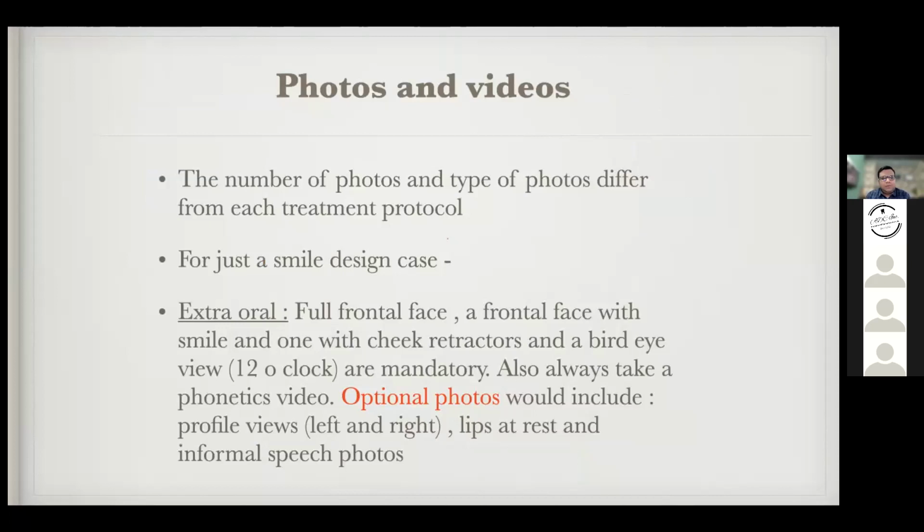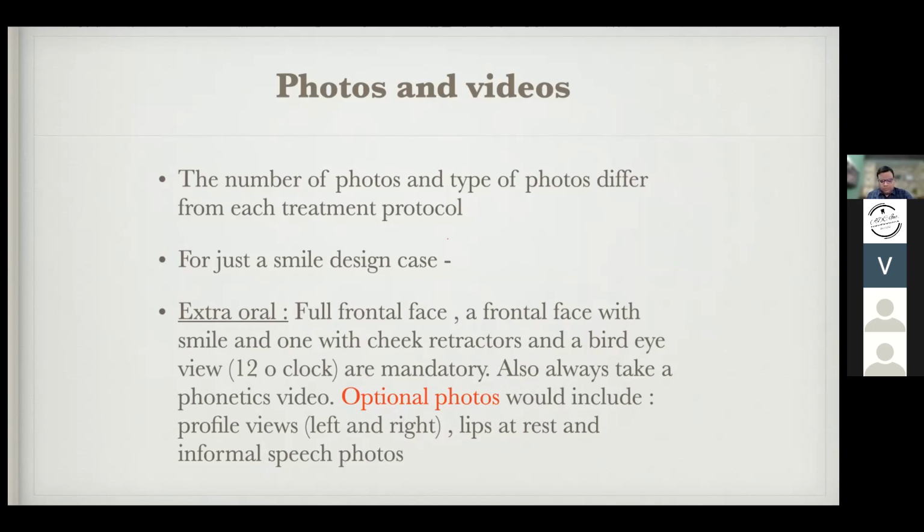Now, speaking of photos and videos, ideally follow the AACD protocol to take the photos and videos. You can go on their website and they have a PDF that you can download. But if you are not following the protocols, the minimum that you will need is a full frontal face, a face with a smile, one with cheek retractors and the patient smiling, and a bird's eye view or a 12 o'clock view, because that tells you if the upper teeth are in alignment with the lower lip line.